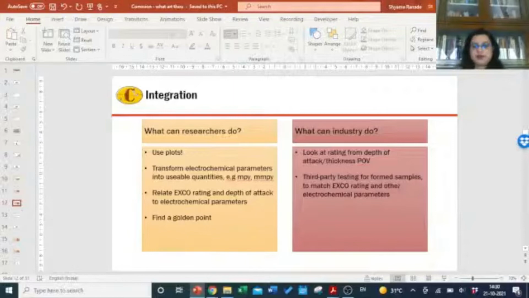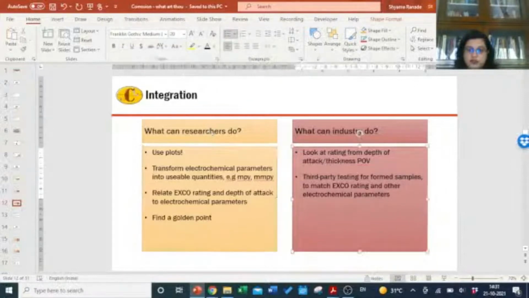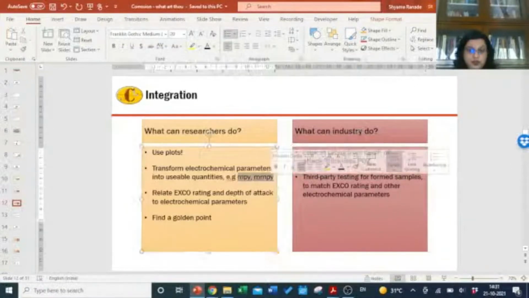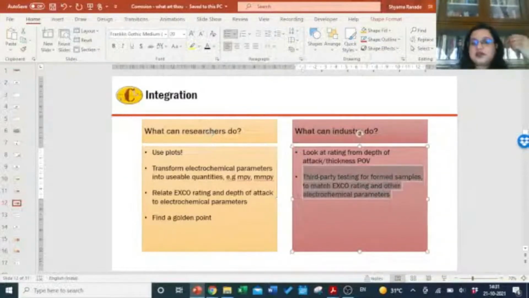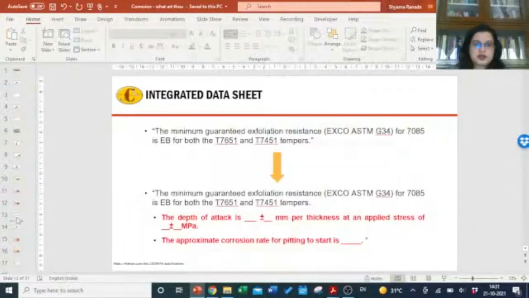So when you ask for this third party testing, you have to ask them to give you the plots. Otherwise, you will have only the numbers, and that will help you in the immediate. But if, going ahead, you want to do a failure analysis, you will not have the data of that original sample. So basically this has to be a baseline, and that baseline will help you to make some changes in the process. So what would such an integrated data sheet look like?